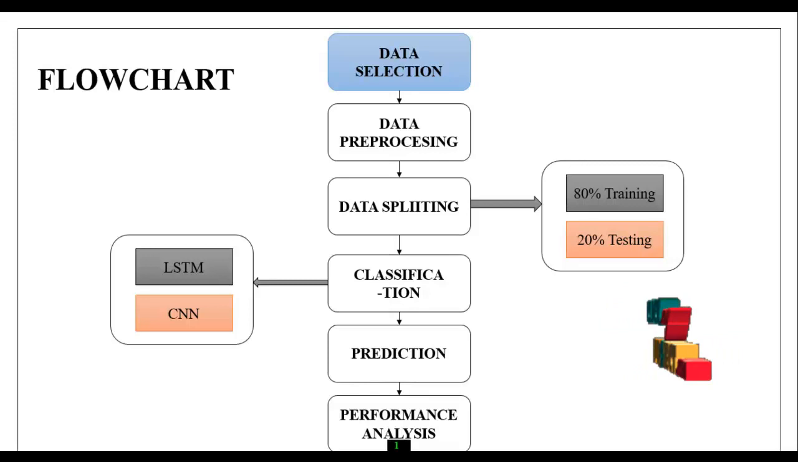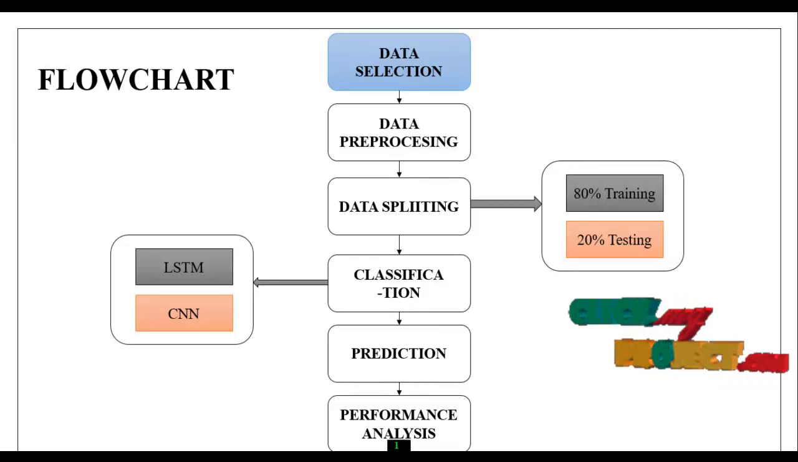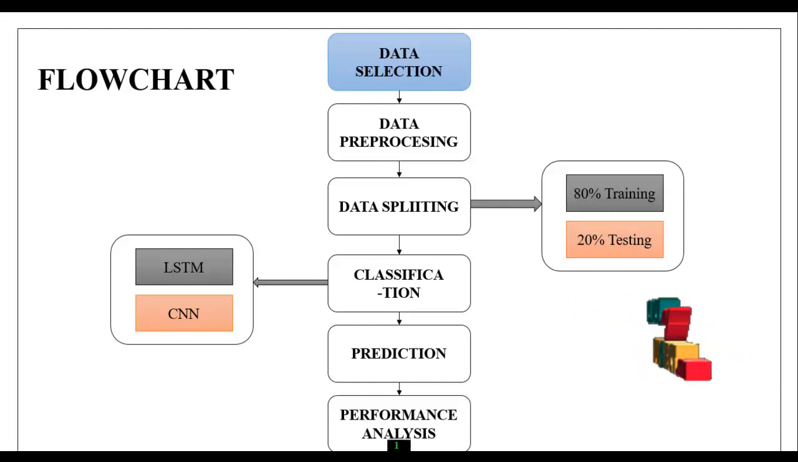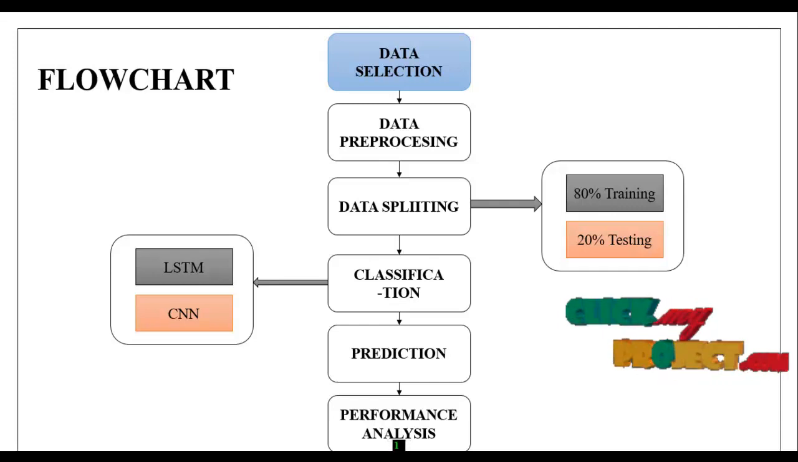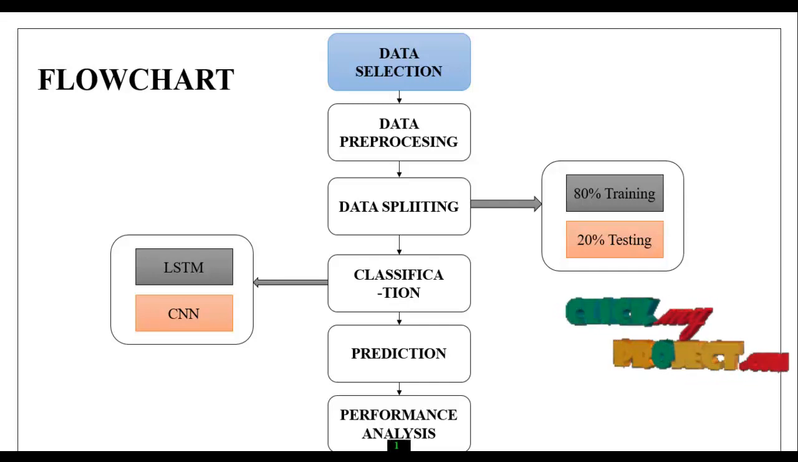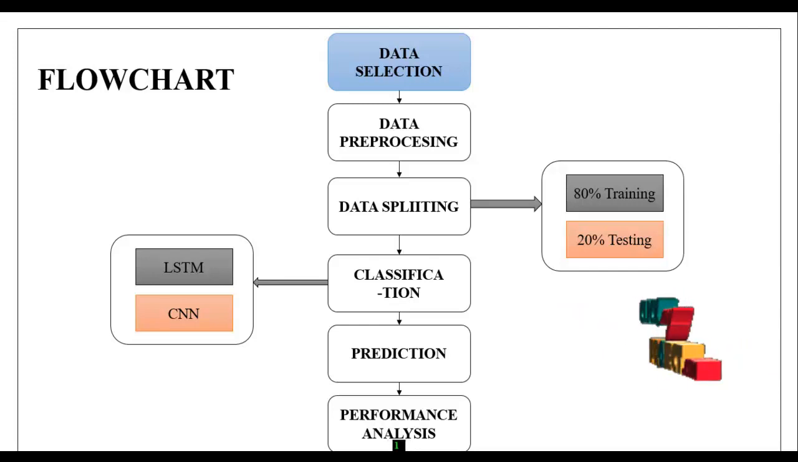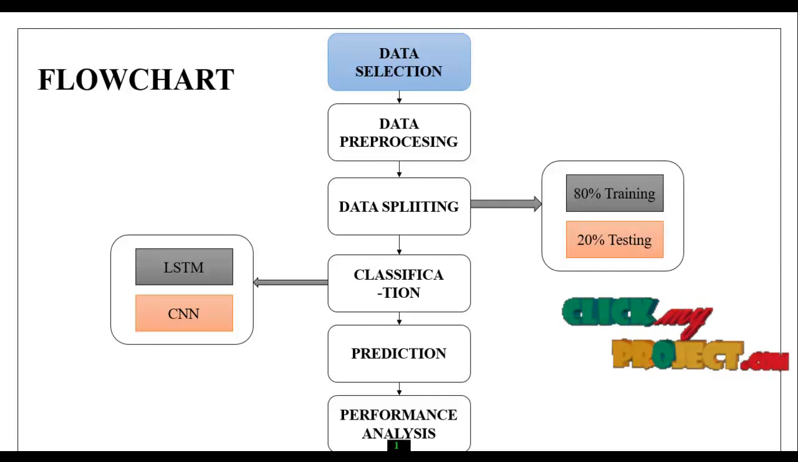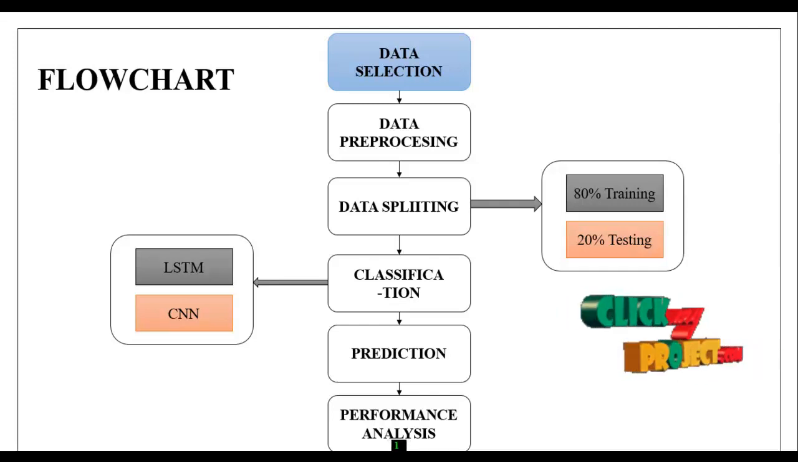Now the project flowchart explanation. First we collect the dataset, the IDS dataset. After that, data pre-processing in three steps: handling missing values, label encoding, and removing unnecessary rows and columns. Then data splitting, 80% training and 20% testing. For classification, CNN is the proposed model and LSTM is the internal comparison. Finally we predict attack and non-attack based on IP.